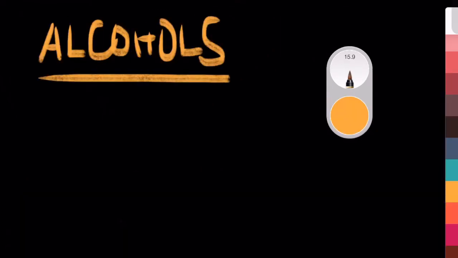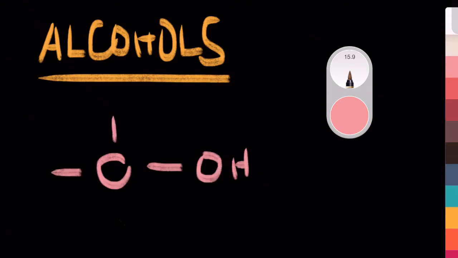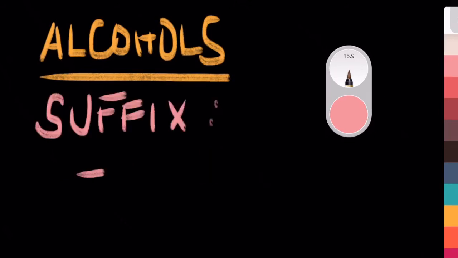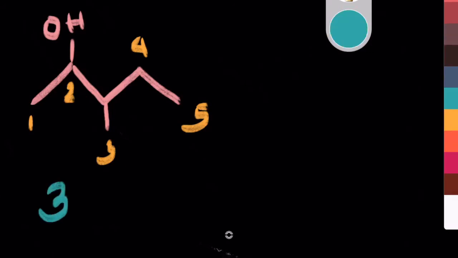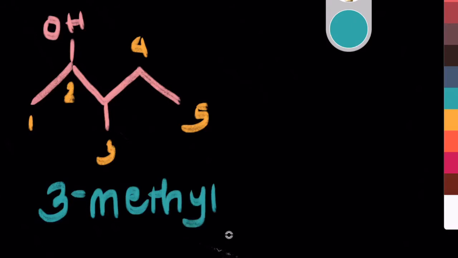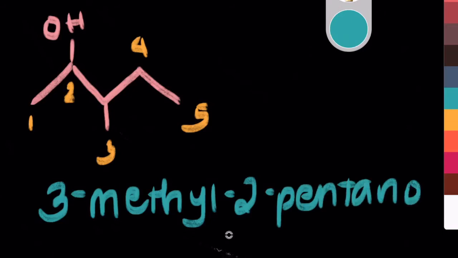Now let's proceed with naming alcohols. So first, the functional group of an alcohol looks like this, wherein there is a hydroxyl group attached to a carbon atom. Now the suffix would also be OL in naming this group. Taking this as an example, we're going to count this from left to right since the functional group is closer to the left. And as you can see, there is a methyl side chain in number 3. So we're just going to take 3-methyl and then locate the functional group, which is in number 2, and the mother chain, which is pentane. So you're replacing the ane suffix with OL. Therefore, this is named 3-methyl-2-pentanol.